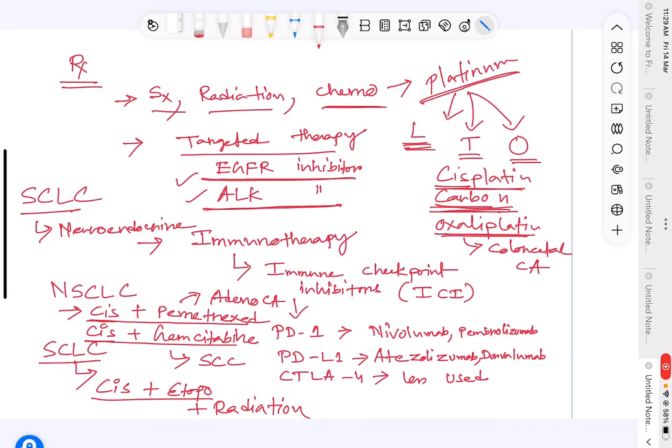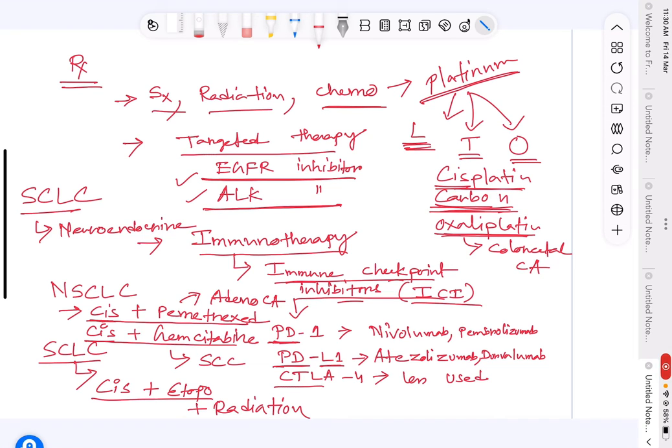Okay, now immunotherapy, the next category. In immunotherapy we have the immune checkpoint inhibitors. Okay, this is the only category here in immunotherapy. Immune checkpoint inhibitors, ICI. What are the 3 ICIs? We have PD1, PDL1 and CTLA4. PD1 stands for programmed cell death protein 1. PDL1 stands for programmed cell death ligand 1. PD means programmed death. So death of what? Obviously cell death. So programmed cell death protein 1, programmed cell death ligand 1, and CTLA4.